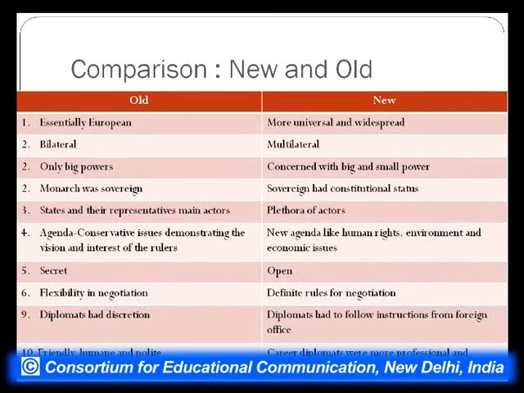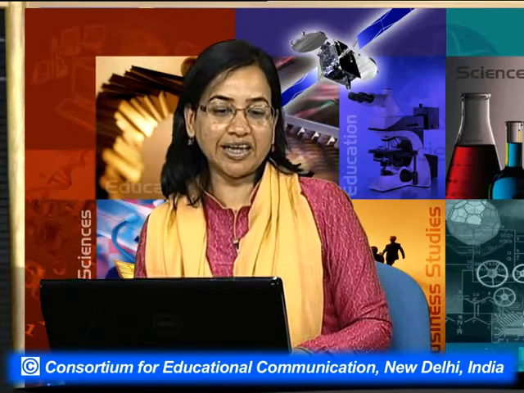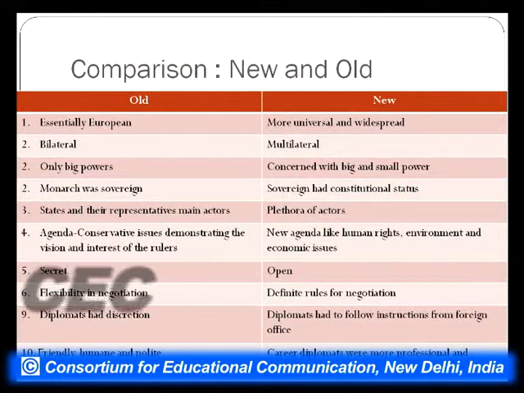Then the states and their representatives were the main actors in old diplomacy, whereas the new diplomacy had a plethora of actors like IOs, international governmental organizations, then state actors, non-state actors like NGOs, human rights activists. Then the next point of comparison is the agenda.